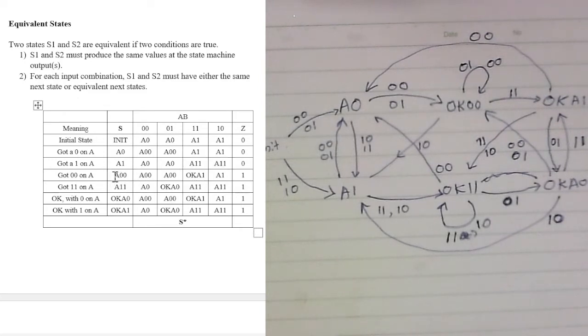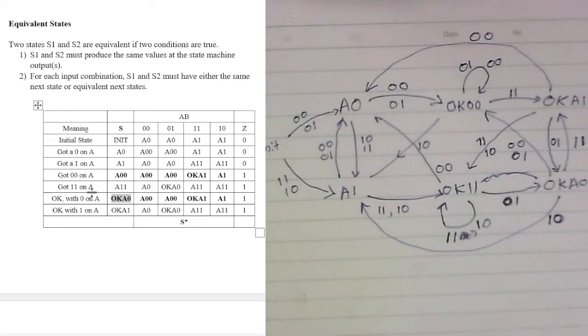So let's come here, and I have a naught naught, and okay, if I consider this row and this row, actually it is indeed the same, right? As you can see, these two are in the same landing states, right? And my output is also 1 in both cases. That means my A00 and OK A0 are equivalent states. So these two are equivalent states. If you look through A11 and OKA1 also, you can see these are actually the same, right? So I can say that these two are also equivalent states.